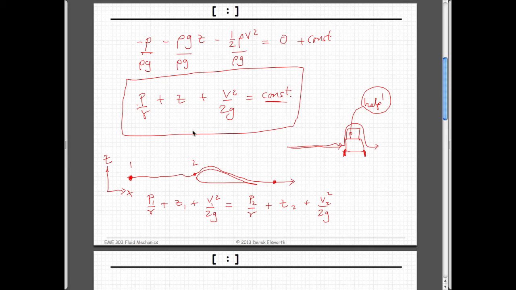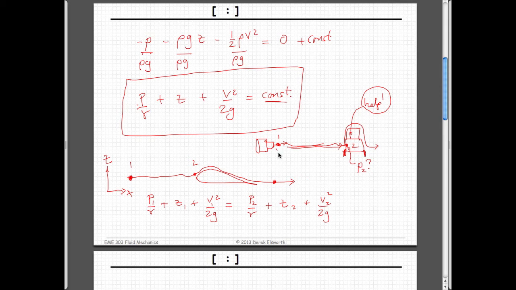So this has to be a streamline. I haven't drawn it as a streamline, but assume this is on a streamline. This is point 1. This is point 2. Make some assumptions here. Let's figure out what's going on. So what do we know here? We want to know what the force is that's applied on here. So we'd like to know what the fluid pressure is at point 2.